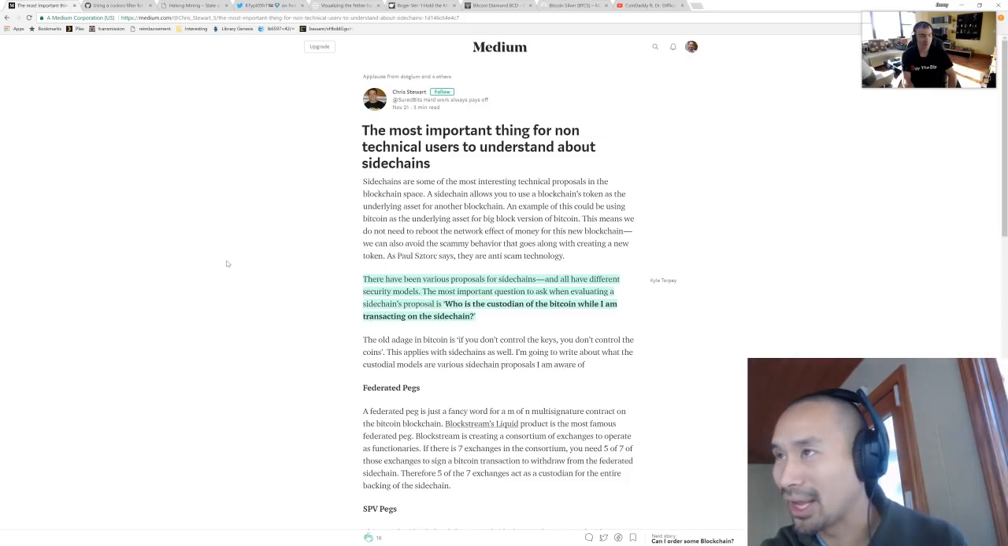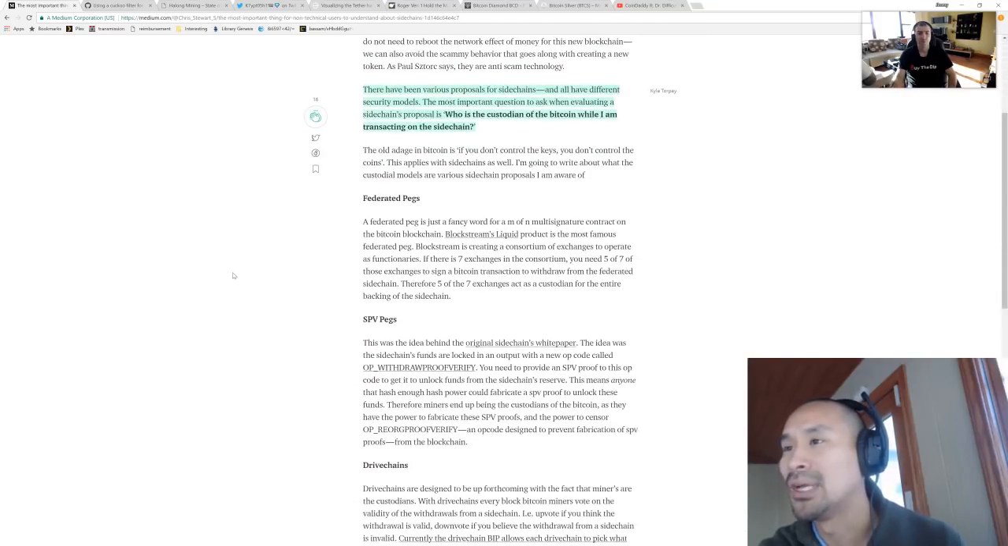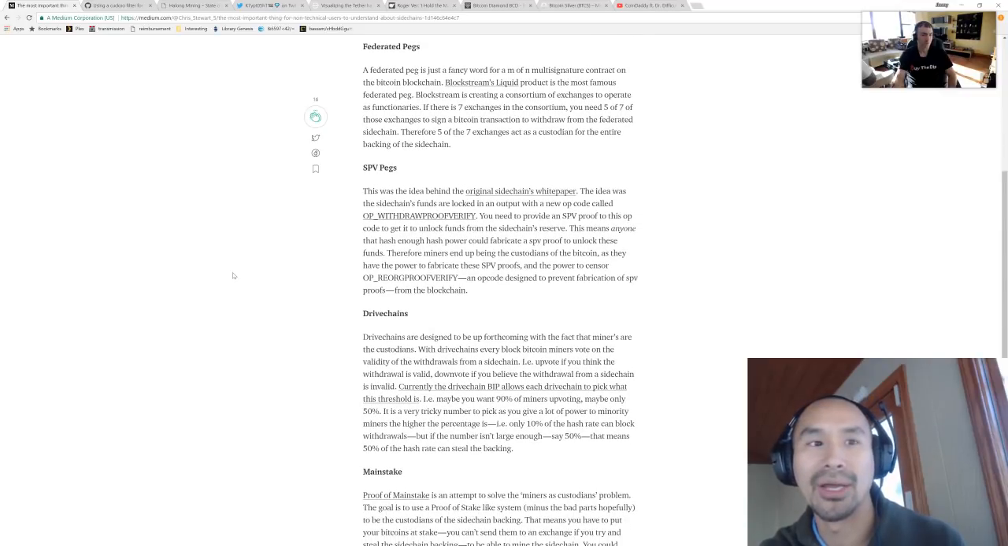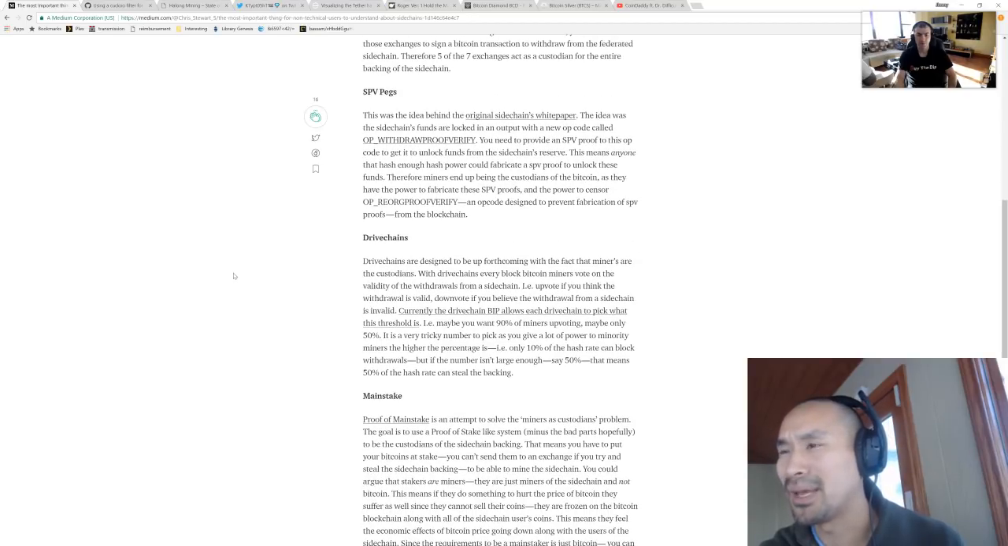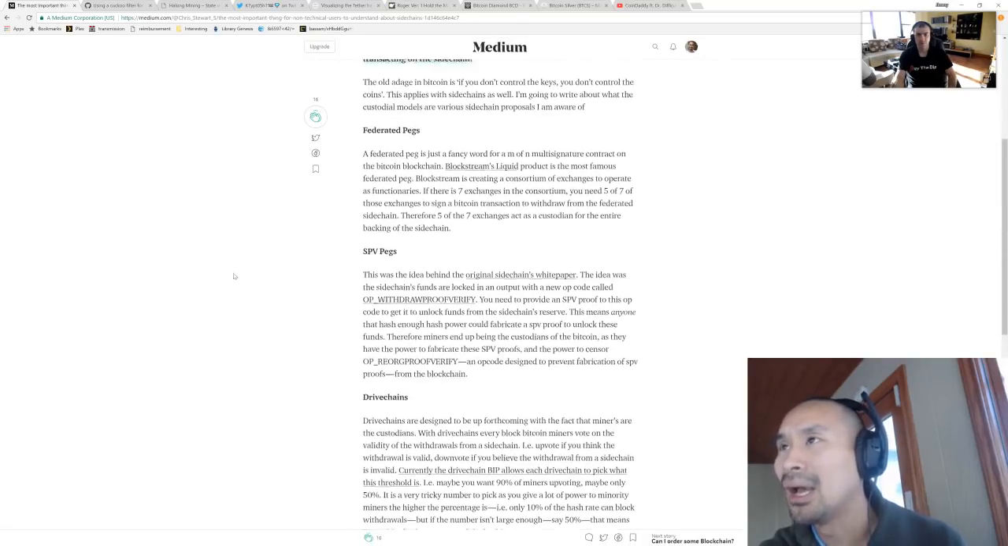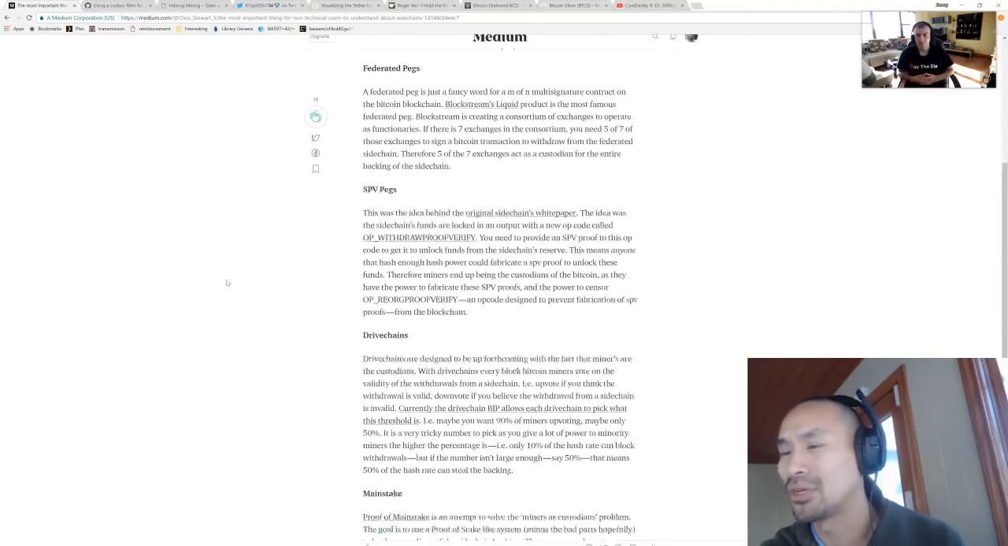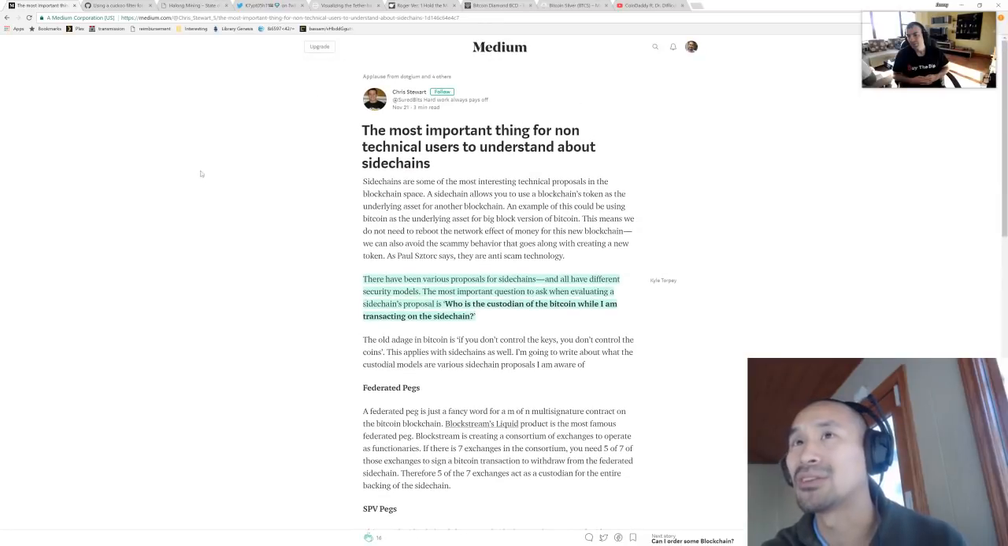Anyway, first story of the day is this very nice article: Most Important Thing for Non-Technical Users to Understand About Sidechains. This guy, Chris Stewart, I don't know who he is, but he did a very good job of showing us what the different sidechains do and what they are. You have federated pegs, SPV pegs, drivechains, and MainStake. Very good article, a very simple way of explaining all of them. I highly recommend it if you want to know more about sidechains and the different ways that you can get it.